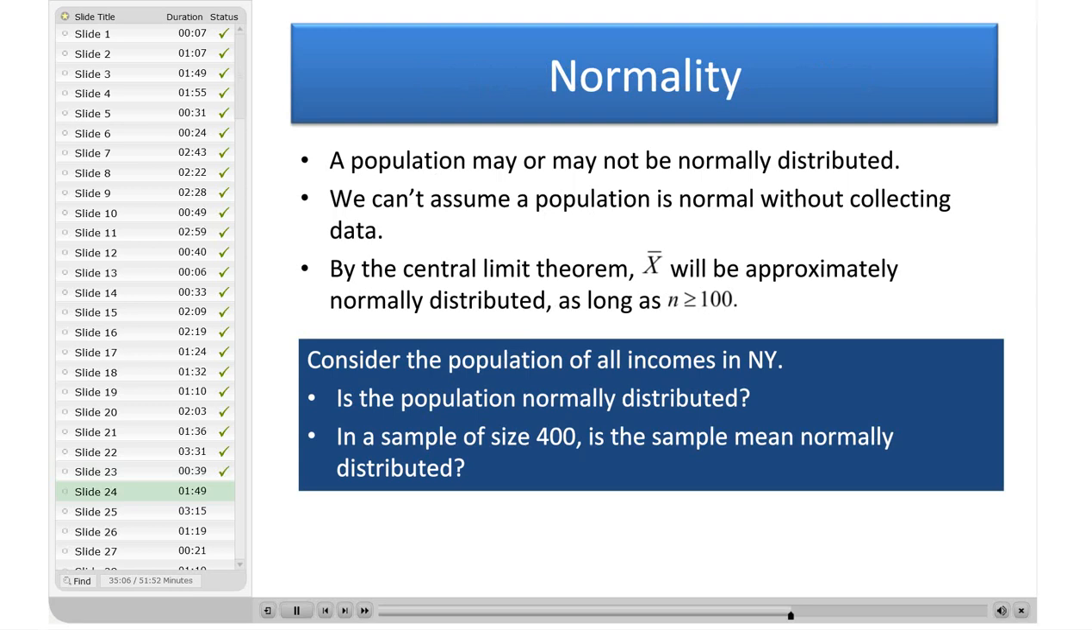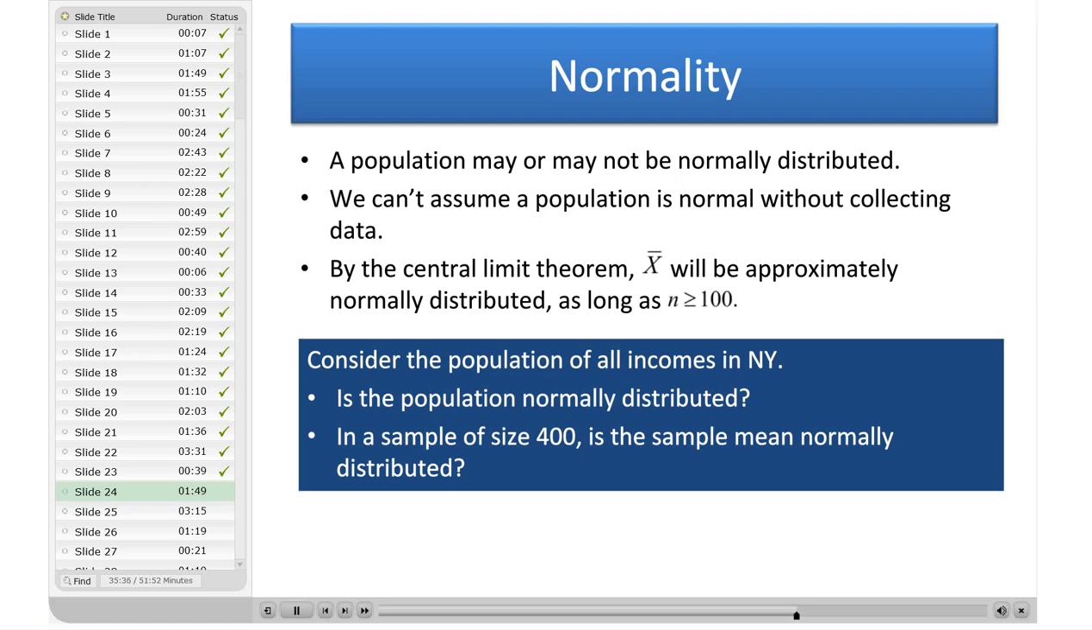Another concept that can be kind of confusing related to confidence intervals is the idea of normality. Sometimes people are thinking, if you have a large sample size, then your population is probably going to be normally distributed. This just isn't true. A population may or may not be normally distributed, and we really can't tell unless someone tells us that it's normally distributed, or if we collect data ourselves in order to figure out if it's normally distributed.